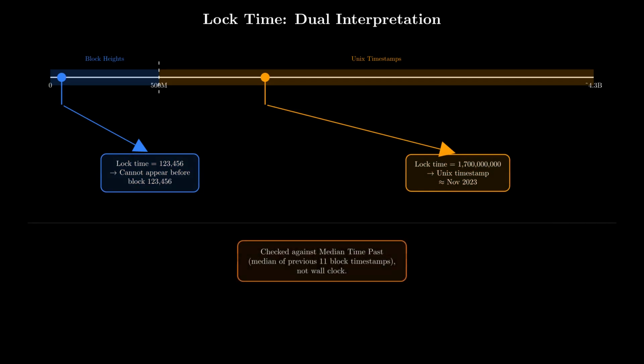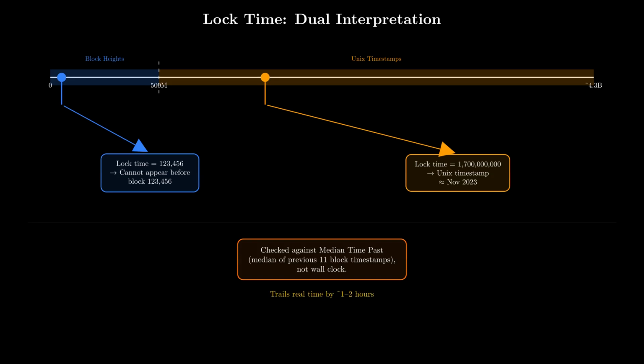The network checks lock time against median time past, the median of the previous 11 block timestamps, not the wall clock. This trails real time by 1 to 2 hours. This was Bitcoin's earliest known soft fork, activated around block 31,000. Lock time controls when a transaction can confirm.